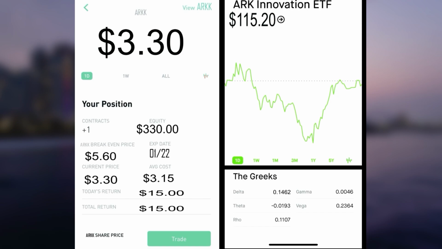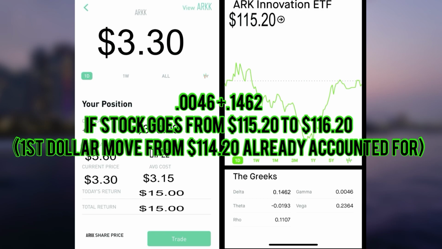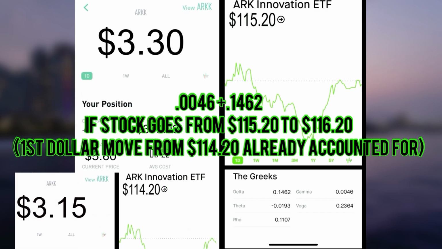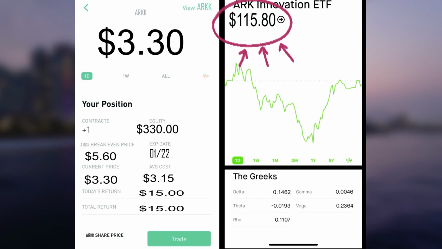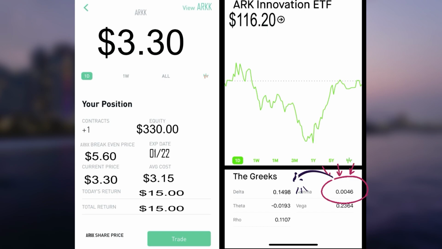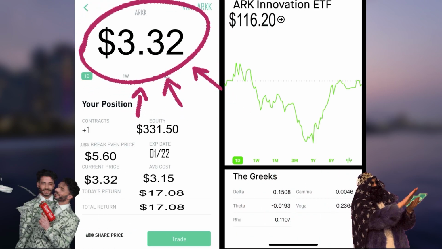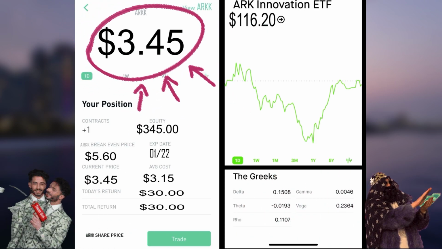So now moving on to the gamma. The gamma and the delta actually work hand in hand. Reason being, the delta basically shows you the amount that you'll get for the next dollar move. The gamma shows you the amount you'll get added to the delta for the dollar move after the previous dollar move. So if it goes up $1, you'll get the 15 cents. If it goes up another dollar after that dollar, it adds 0.0046 to the delta. And that new sum total now gets added to your premium.